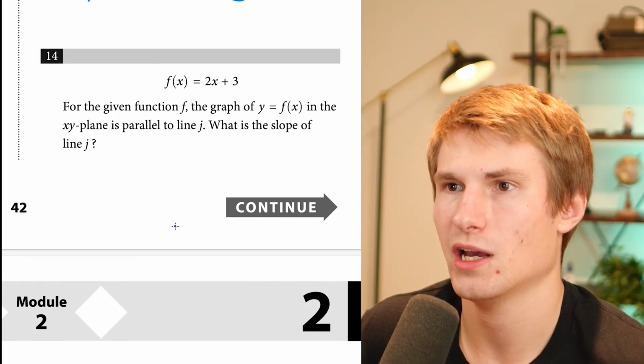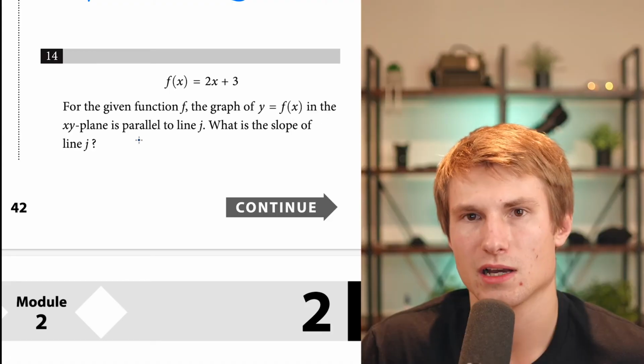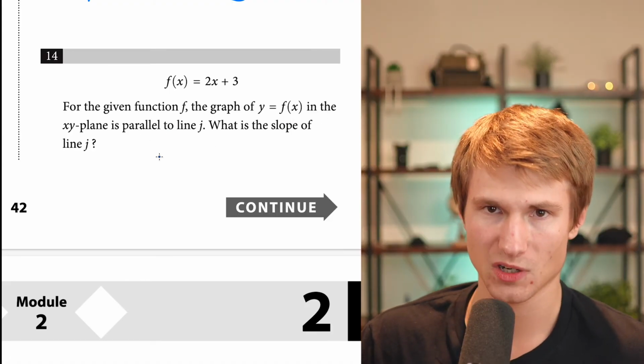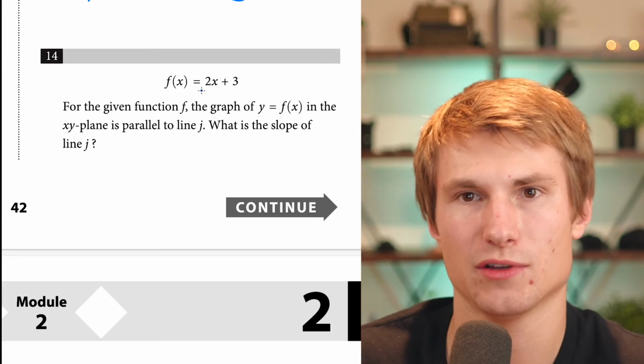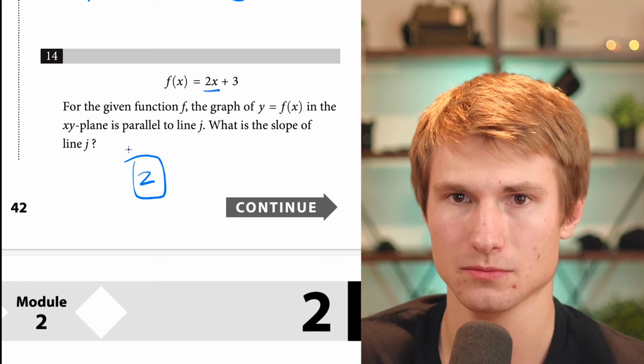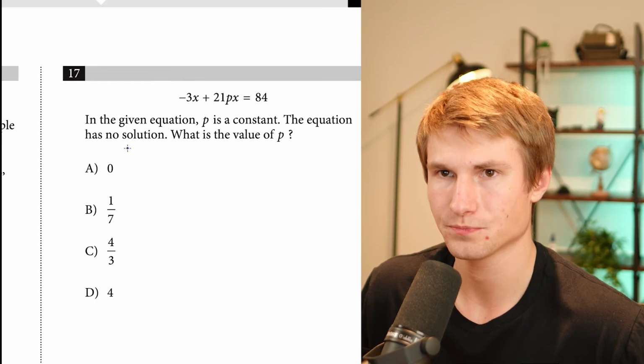We got, for the given function f, the graph of y is equal to f of x in the xy plane is parallel to line j. What is the slope of line j? If they're parallel, then our slope would have to be 2. And we can move on to question number 15.